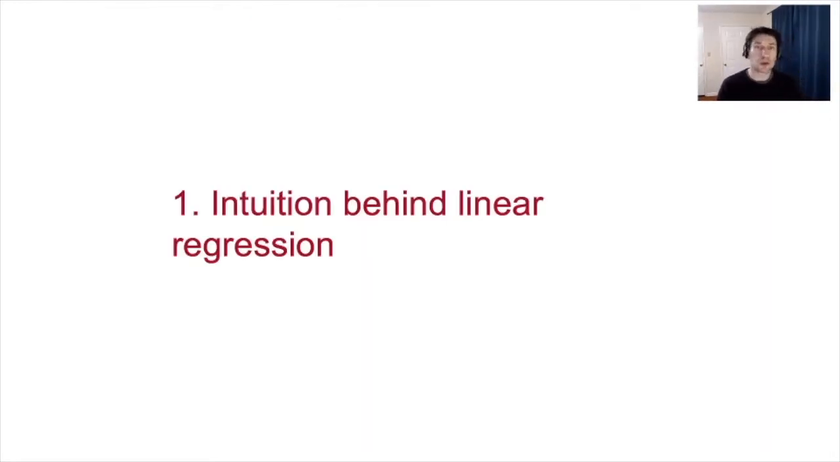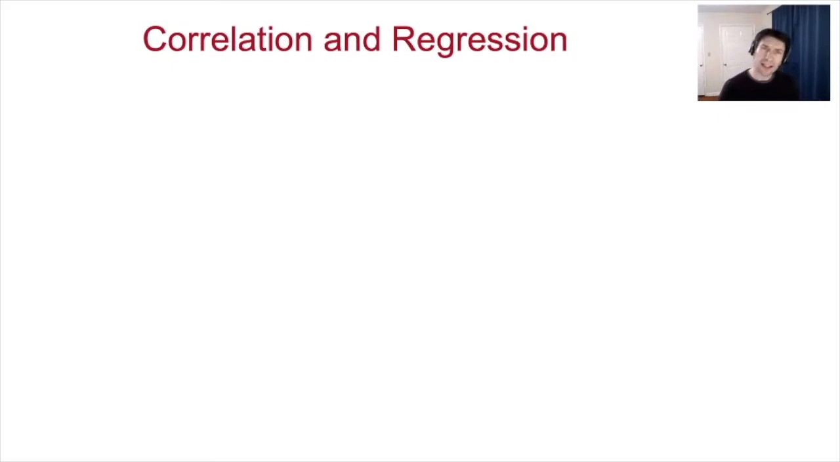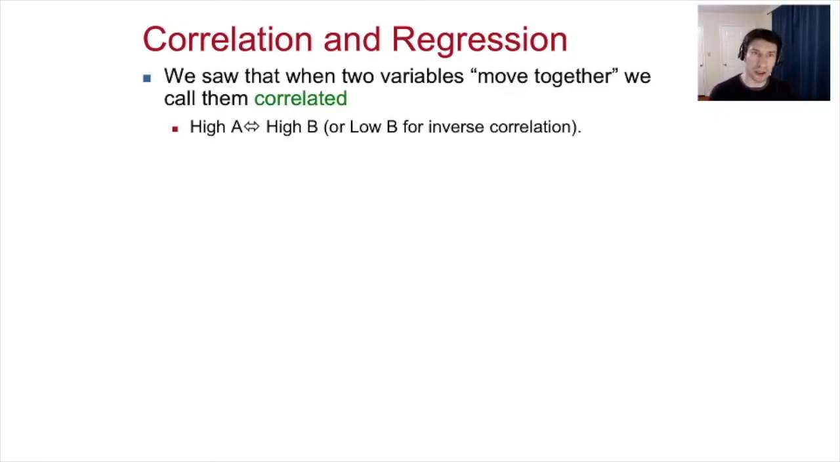So the first thing is for you to understand the intuition behind linear regression. And for that, let us first go back to correlation. We saw in previous chapters that when two variables move together, we call them correlated. What do we mean by move together? We mean that when one of them is higher than its average, the other one tends to also be higher than its average. It can also be inverse correlation, when one variable is above its mean, the other one is below its mean. So they are inversely correlated.